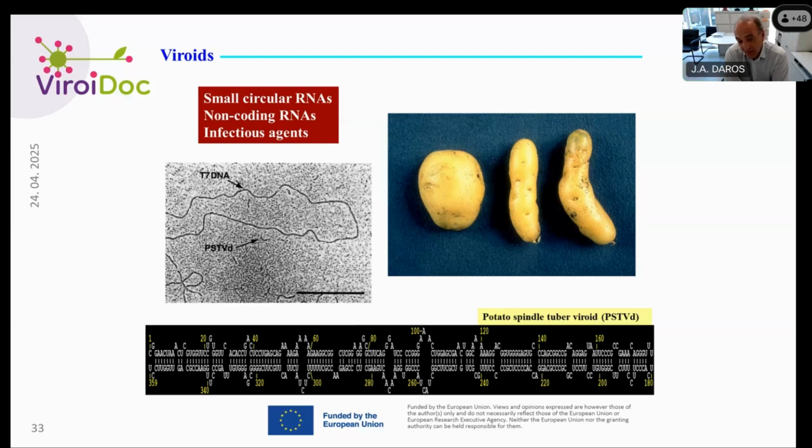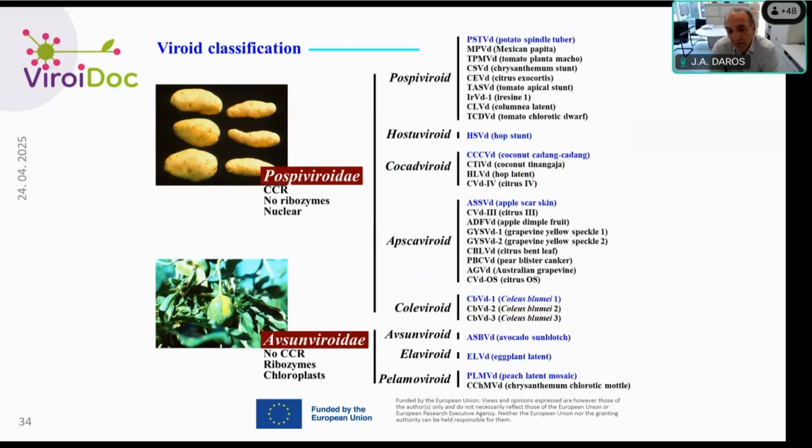Okay, one thing that we can say for sure is that viroids are infectious agents, and this is one of the reasons why we are here together, because they induce disease in higher plants, and in some cases these diseases are important, and this is something that we have to take into consideration for crop protection and for food security.